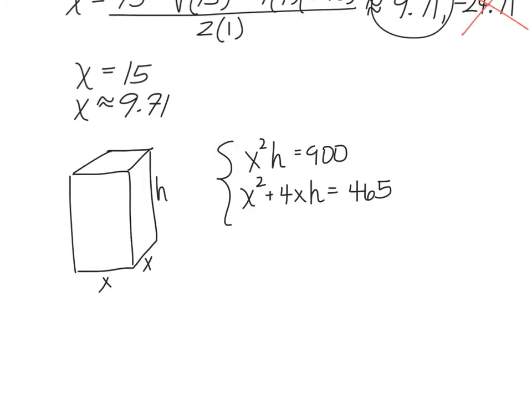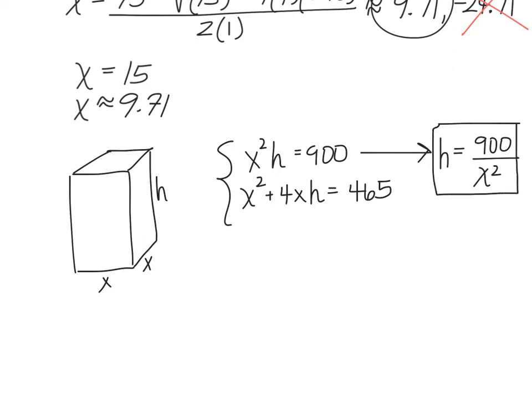Now let's look back at our original diagram. We are being asked to find the dimensions of the box. So we need to find the length, the width, and the height. Right now we have the possible x values, so we need to find the h values, the height. And remember, this first equation in our system of equations, which was x squared times h equals 900, we had already solved for h earlier on when we did our substitution. So h was equal to 900 divided by x squared. So let's use this equation and substitute in our x values so we can solve for h.